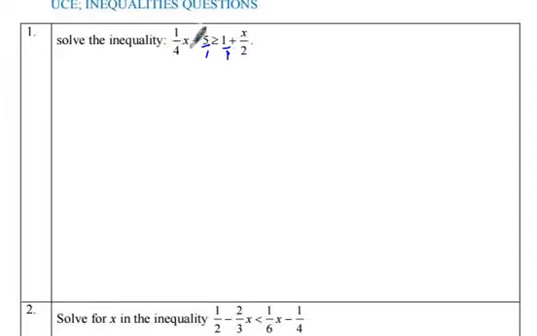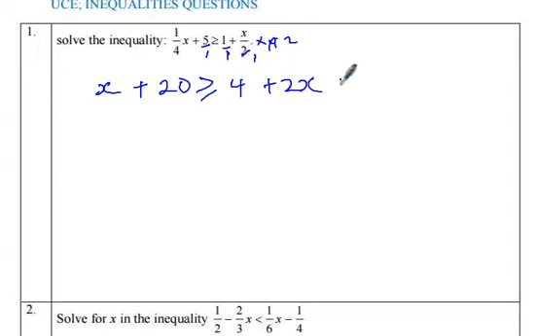When I multiply this by 4, I have x. When I multiply this by 4, I have plus 20 is greater than or equal to, multiply by 4, I have 4, multiply by 4 here, this goes into 2, so we have plus 2x. After that, we can put like terms together. I have a 20 here. Let me move this term to this side.